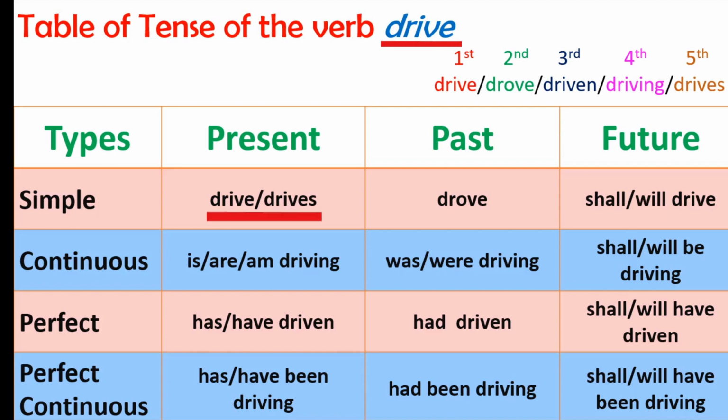In simple present tense, we use the first or fifth form of verb with the subject. Using the first or fifth form of verb depends on singular or plural subjects. In simple past tense, we use the second form of verb with the subject. In simple future tense, we use the verb's first form with helping verb shall or will. In all aspects of the future tense, we use helping verb shall or will.